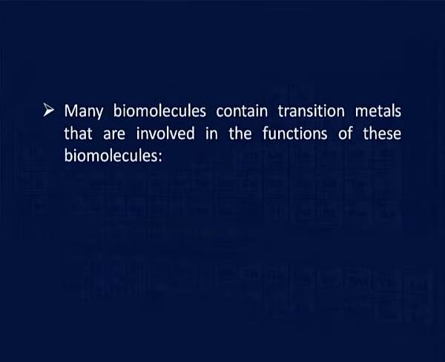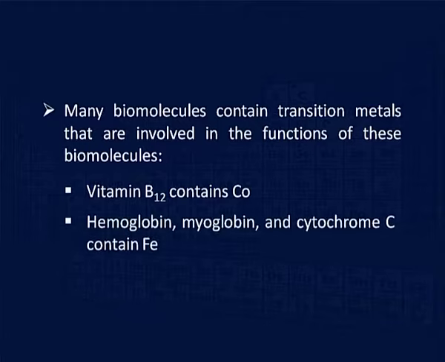Apart from minerals and crystals, these transition metal ions are a part of biological systems as well. Many of the biomolecules found in nature as well as in the human body do contain transition metal ions. First among these is vitamin B12, which contains cobalt. Also, some of the respiratory molecules like hemoglobin, myoglobin and cytochrome C contain iron in their structure.